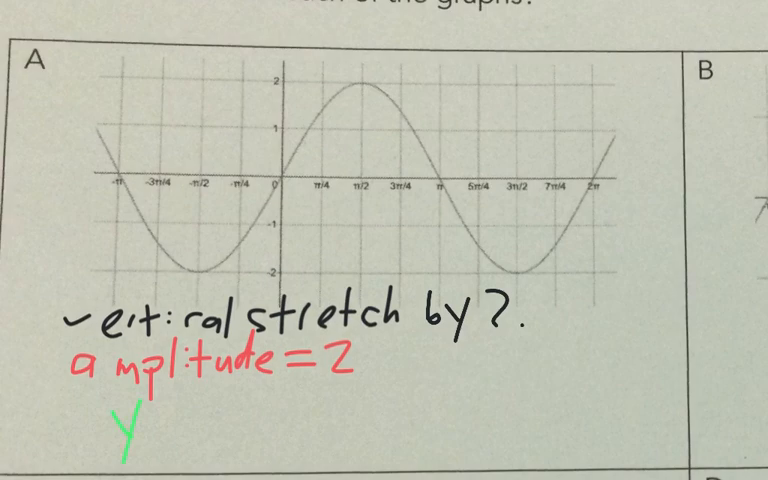That's it. This would be y. Can you guys see that green? Not very good. This would be y equals 2 times sine of x. It's on the outside. Outside affects the y's. And I'm multiplying the outside by 2.